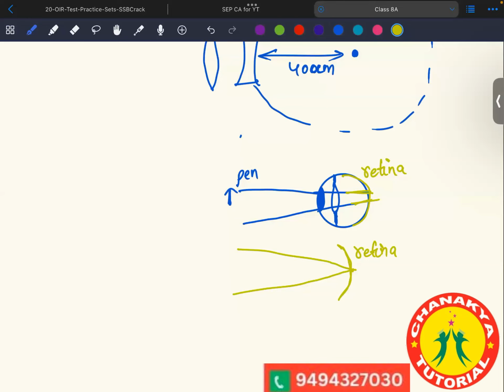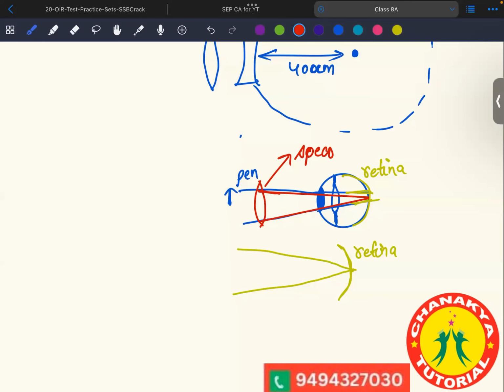But if I include one lens, let's say one convex lens, the spectacles, the specs you wear, I include these specs. So what will these specs do? This spec will converge this ray, and this spec will converge this ray also, so that they merge at the retina.